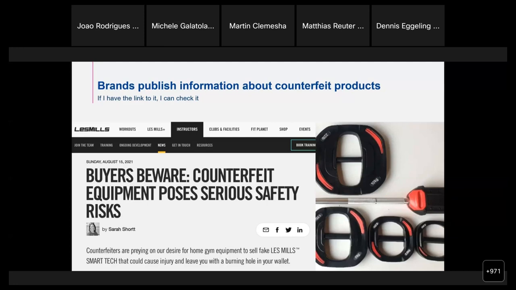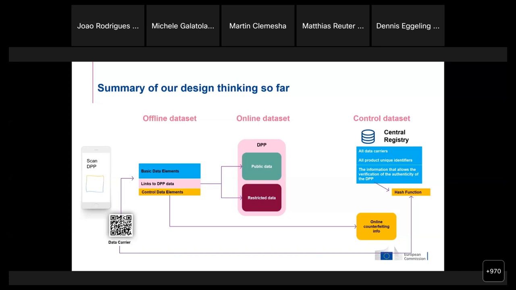I go quite fast, so I'm going to try to summarize the initial design elements that we have been discussing and thinking about. We have the data carrier. The data carrier has three sets of data elements: basic data elements, links to the DPP data, and some control elements. The links to the DPP data will take me to either public data available to everyone or restricted data available only to a few authorities. Then, as I explained, there will also be control data elements that will give me more information about the product itself, with this online counterfeiting information that many vendors already have online, so not something new, and those that don't have an incentive to have it. And finally, a hash function that confirms that the data carrier is indeed authentic.